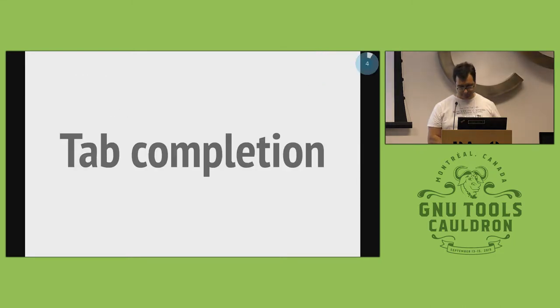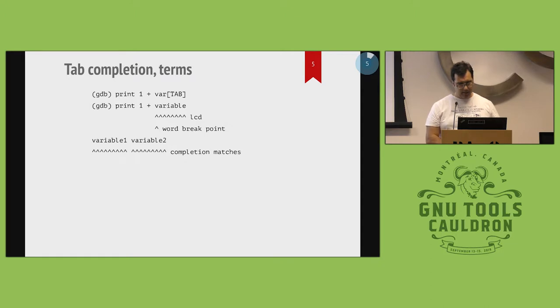All right, tab completion. Some terminology, so we can make some sense of what I'm talking about next. When you press tab in GDB using the print command, for example, and you press tab while you're typing var, as over there, GDB will try to do some completion and will present you some completion matches, so the things that it knows would be potential things you might be interested in. Those are the completion matches.